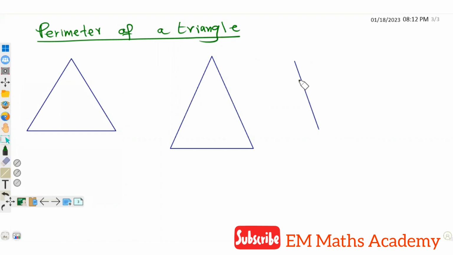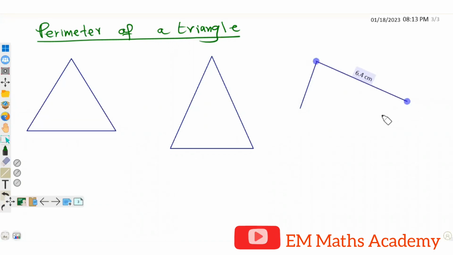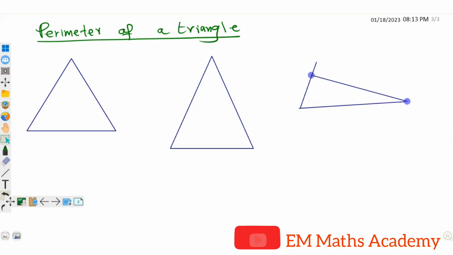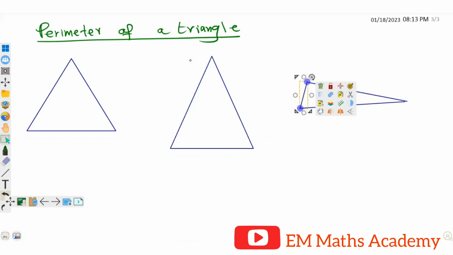If only two sides are equal, then what is it? Isosceles triangle. Very good. If all the sides are not equal, it is a scalene triangle. Very good.